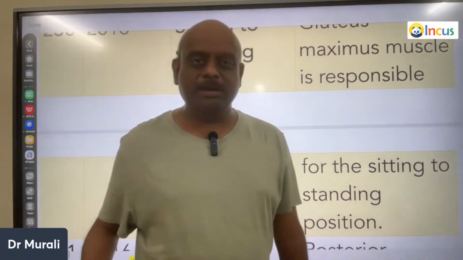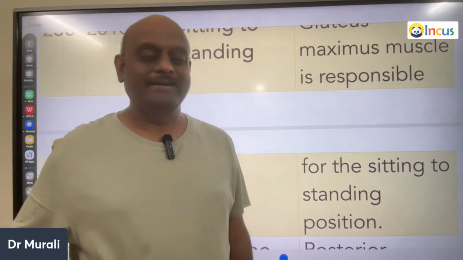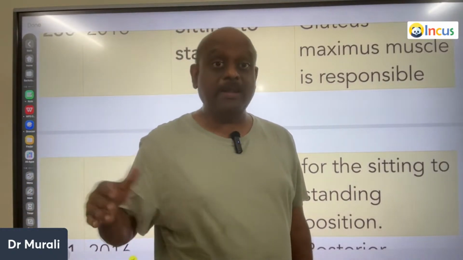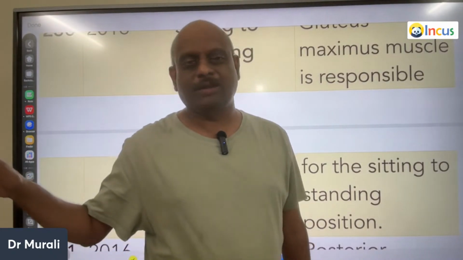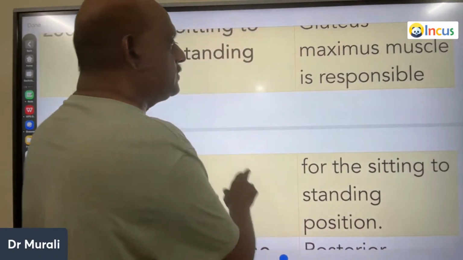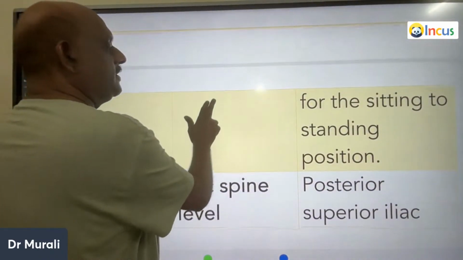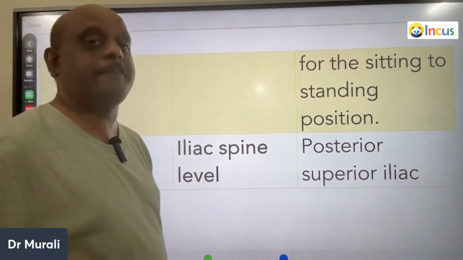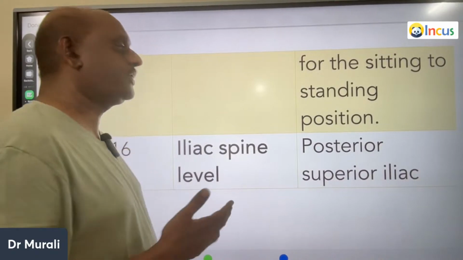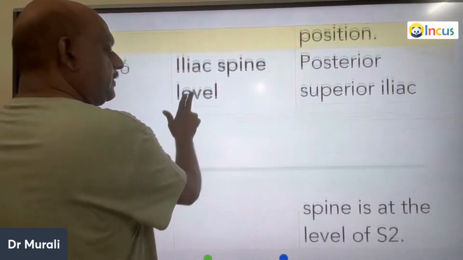Gluteus maximus is the primary extensor, right? Medius and minimus are abductors of the hip. Because it's an extensor, it is responsible for the sitting-to-standing position, for a person to rise. That is what you have to understand.